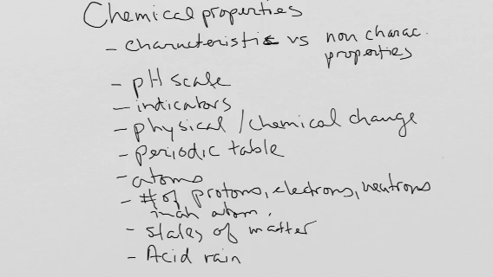We looked at the periodic table and reading it. The coordinates, periods versus groups. We looked at the number of electron shells in an atom. We looked at how to draw an atom. Okay, what the nucleus is, the protons, electrons, and neutrons, where they hang out. We looked at how to calculate the number of protons, electrons, and neutrons in an atom. We looked at the 3 states of matter, and we also tied in acid rain to the pH scale. So all of that is fair game for your exam.